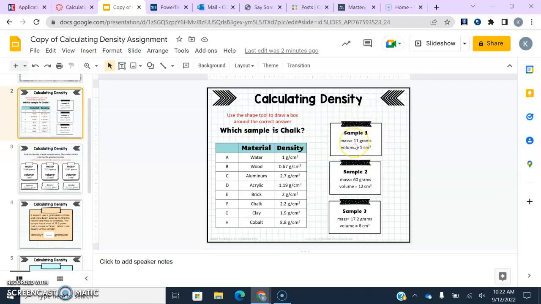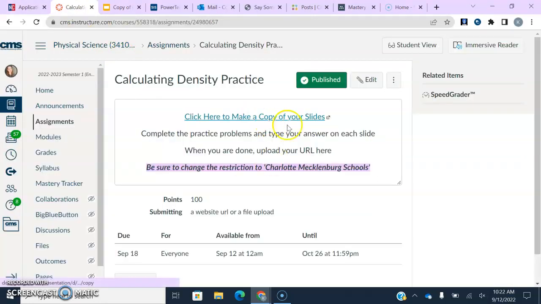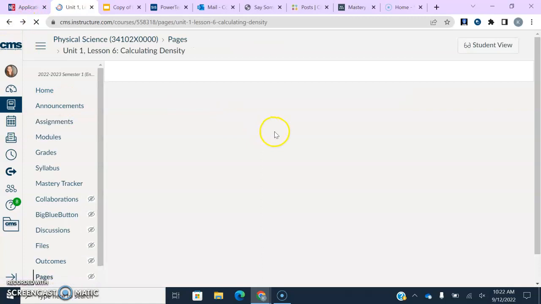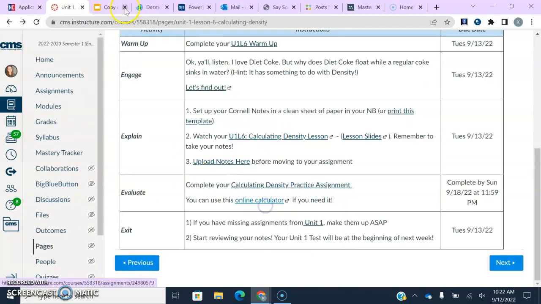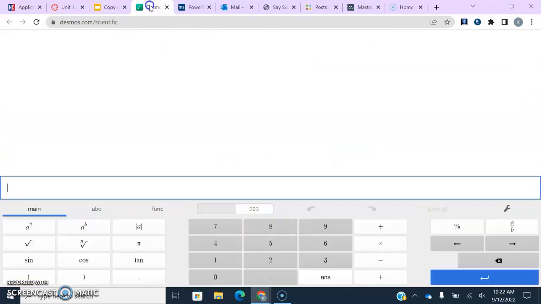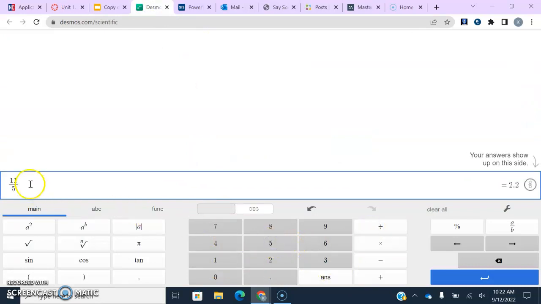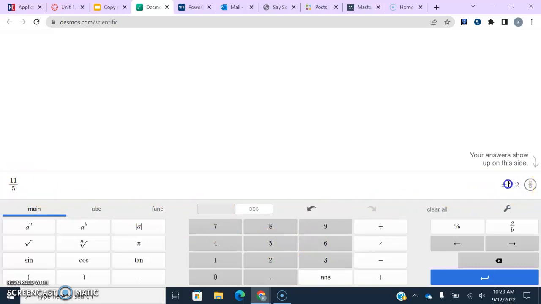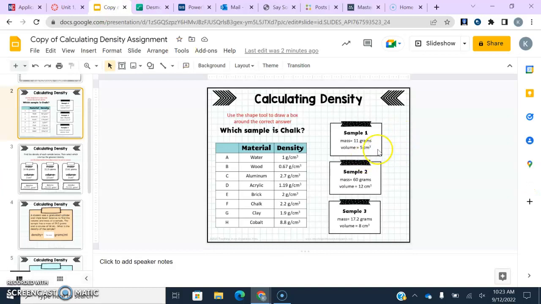So the mass is 11 grams, and the volume is 5 cubic centimeters. So I'm actually going to pull up the calculator really quick. So again, our mass is 11 and our volume is 5. So I'll do 11 divided by 5 because our density is mass over volume. And that is, oh, look at that, 2.2 grams per cubic centimeter. So we don't even have to do the other samples because the first sample is chalk because the density is 2.2.